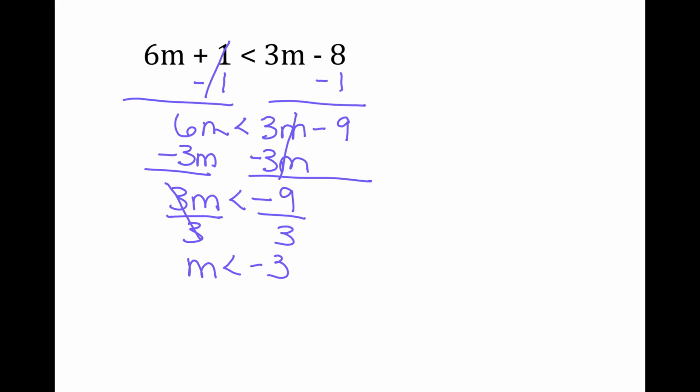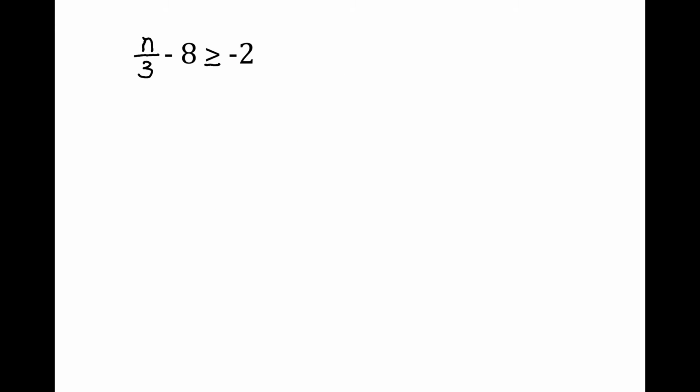On to graphing. Make a couple points for yourself. All right. Now it's less than, so it's an open circle. If it was less than or equal to, it would be a closed circle. And m is less than negative 3, so we're going to point to all the numbers that are less than negative 3. All right, let's try another one.